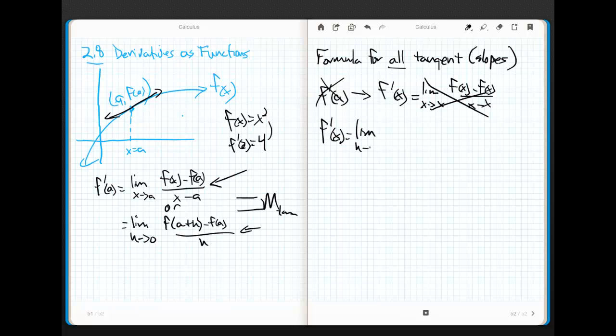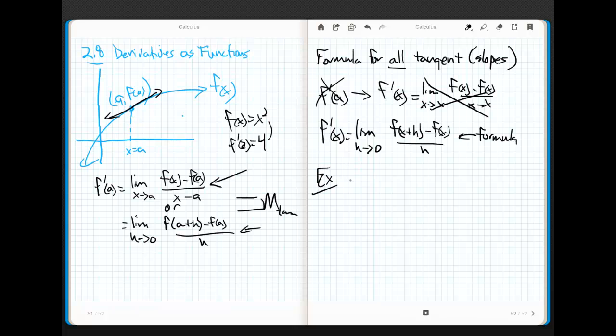However, this guy right here, f primed of x, is going to be super usable. If I take the limit as h goes to 0 of f of x plus h minus f of x all over h, this is my formula. This is everything.